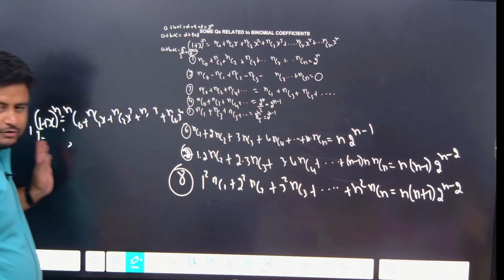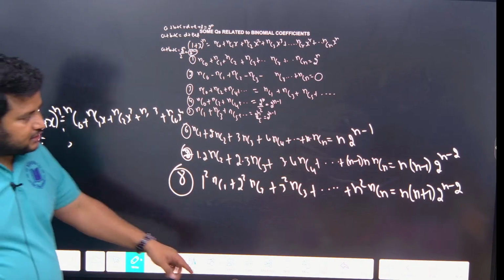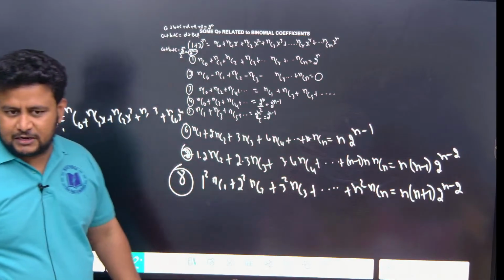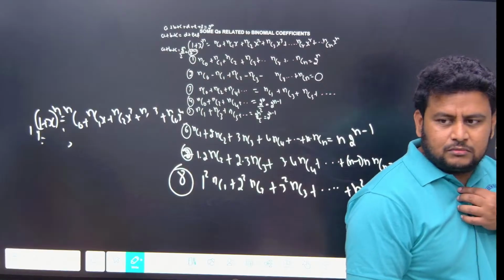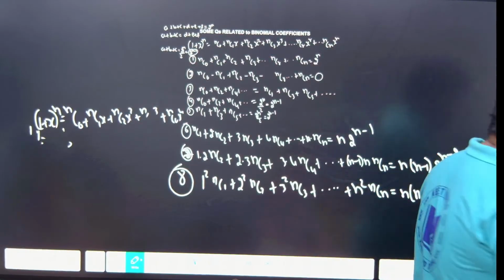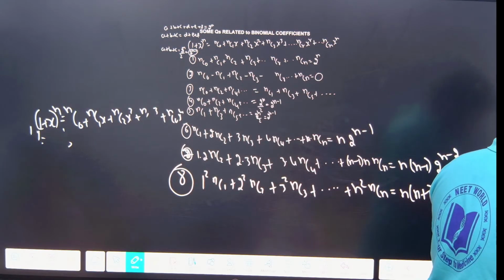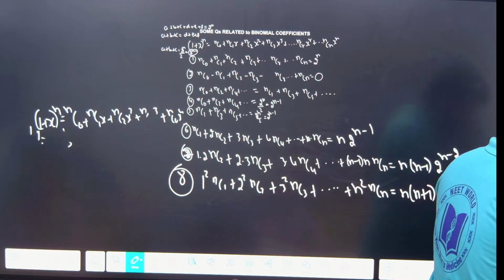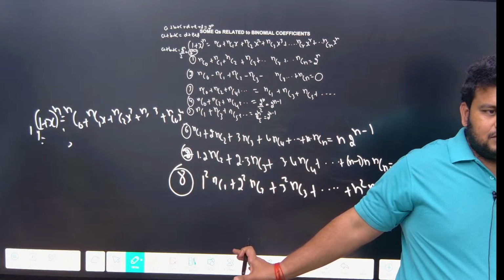For this 8th one, what you will do? Multiply by x on both sides, differentiate once and put the value of x is equal to 1, you will get the answer. Clear, you people? Got it? Okay. Any doubt? Sharan? Okay, let us go to the next thing. Written all of you this one, made a note of it.